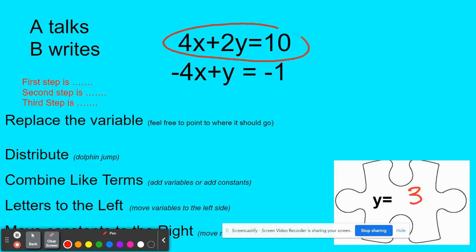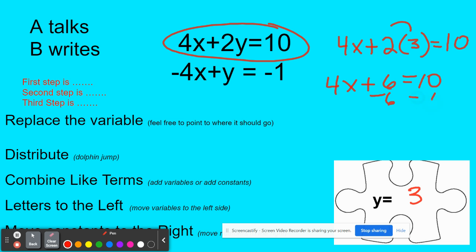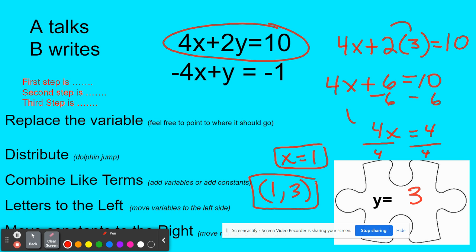Now I'm going to take this first equation and write it out. 4x plus 2y equals 10. I'm going to plug in 3. Okay? 4x plus 2 times 3 is 6 equals 10. Subtract 6. 4x equals 4. x is going to equal 1. 1 comma 3. That's how you write your answer. Make sure you do that properly. 1 is the x value. 3 is the y value.